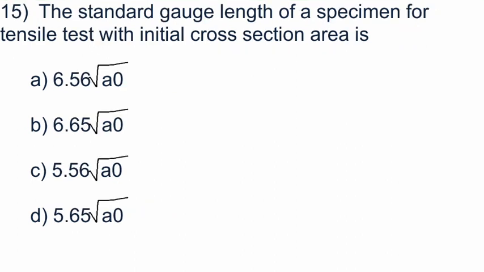Next question. The standard gauge length of a specimen for tensile test with initial cross-section area A0 is: option A 6.56 root A0, option B 6.65 root A0, option C 5.56 root A0, and option D 5.65 root A0. And the answer is option D 5.65 root A0. The standard gauge length of a specimen for tensile test with initial cross-section area is 5.65 root A0.